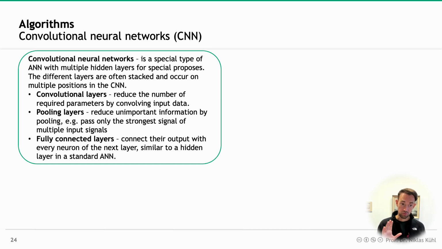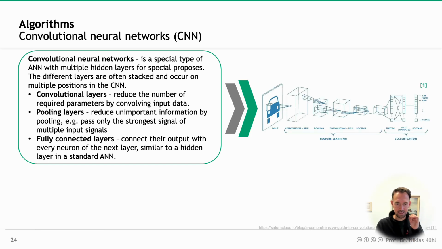You have so-called convolutional layers. They reduce the number of required parameters by convoluting the input data. You can see it over here, by the way. That's a nice depiction of what happens with an input picture in a CNN. You have these pooling layers, which have the aim to reduce unimportant information by pooling multiple pieces of information and then only passing on the strongest signal. And you have fully connected layers. By the way, a few of those examples you've seen earlier where we fully connected the hidden layers. So this is similar to those of the standard artificial neural network.